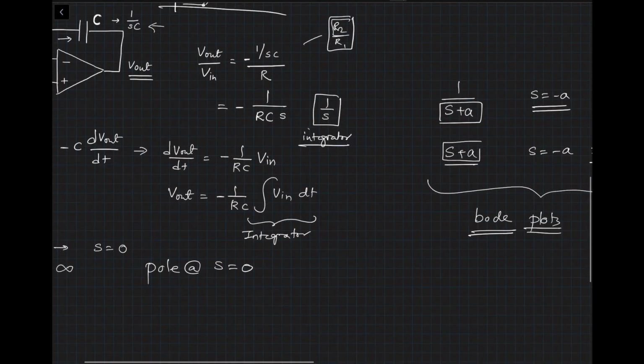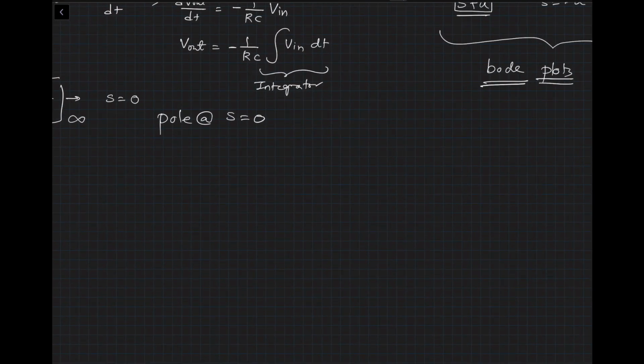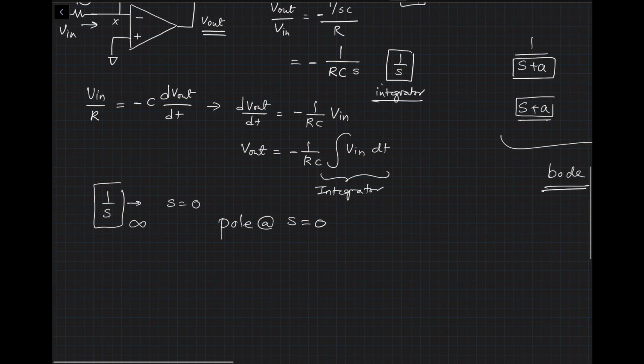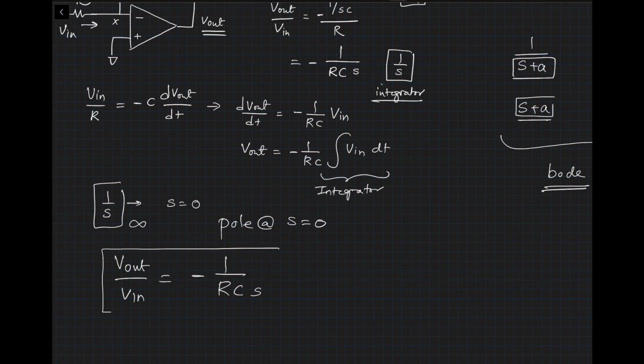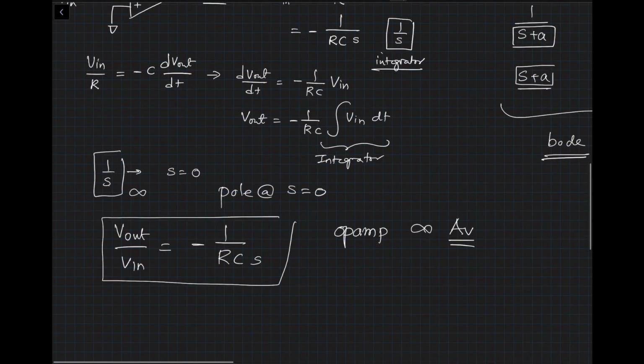Okay, so this is the ideal expression. Vout over Vin is equal to minus 1 over RCS. Here you're assuming that the op amp has infinite gain. Now, if the op amp has limited gain, let's say AV, let's see what happens.